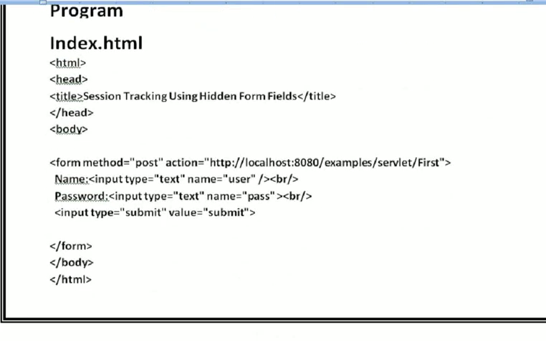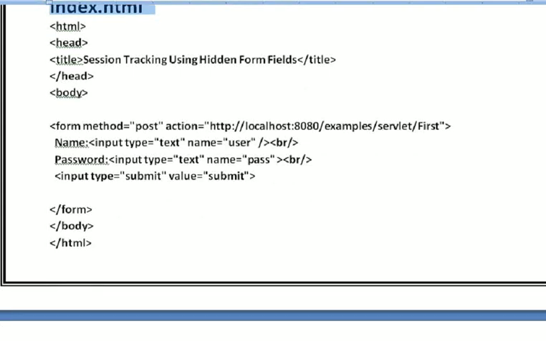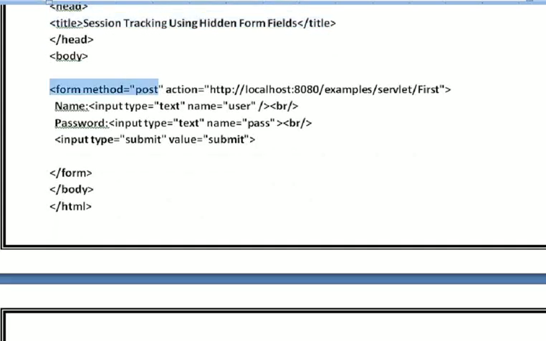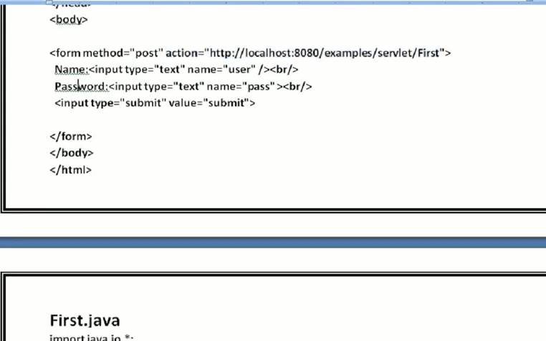So this is the program. I have named the HTML file index.html. In the head I have given the title session tracking using hidden form fields. And this is the method. In this form, the method is post, and for the action I have given the Tomcat server path. Name and password will be there.